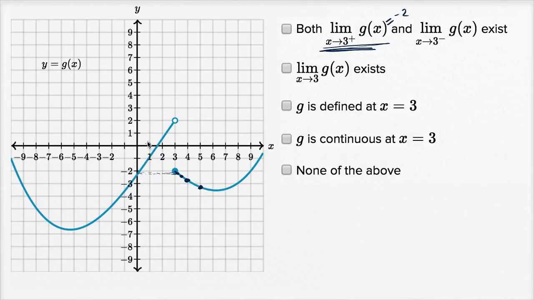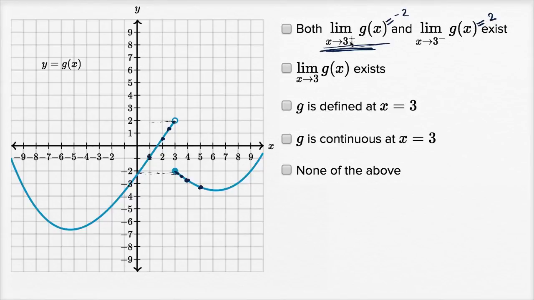So I can start here. g of 1 looks like it's a little bit greater than -1. g of 2 is less than 1. g of 2.5 is between 1 and 2. g of 2.9 looks like it's a little bit less than 2. g of 2.99 is getting even closer to 2. g of 2.999999 would be even closer to 2. So it looks like this thing right over here is approaching 2.